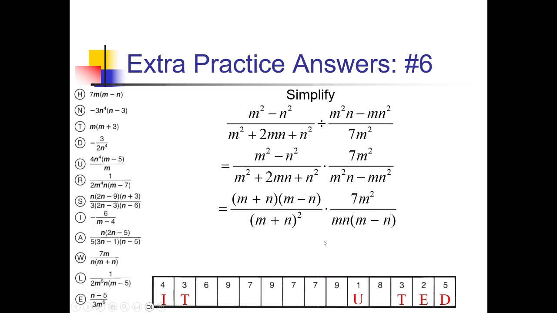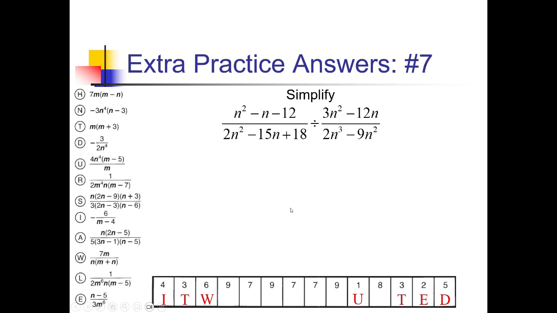Time to start canceling things out. So we have the m plus n here, and one of these m plus n's down here. That cancels out. And then the m, so that's a 1 down there, and then the m minus n here and over here, those cancel out completely. And then the m squared and the m also reduce to give me an m to the first power in the numerator. So I have a 7m left over upstairs, and downstairs I have an n and also this m plus n. So 7m over all that stuff is going to be w right there. That goes in box number 6, and that's the only 6 there.